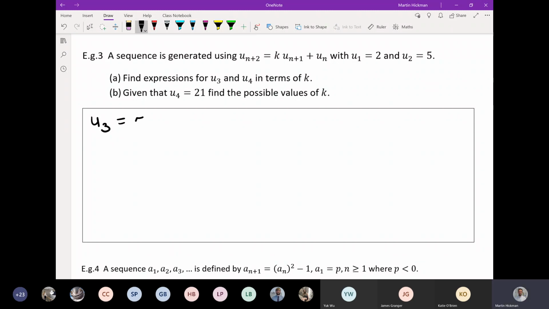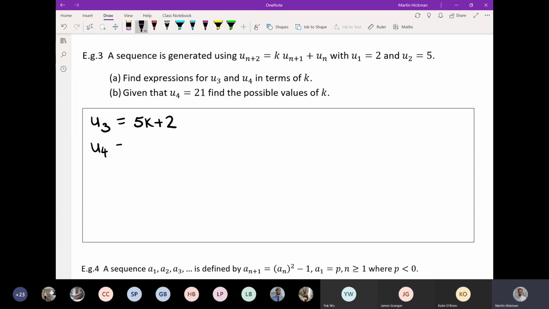So we've got 5k plus 2. All I've simply done there is, if I've got u3 at the start here, then I have a u2 for my u(n+1), and the un is just going to be u1. So I've just got 5 times k plus the 2 there.